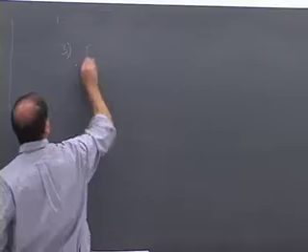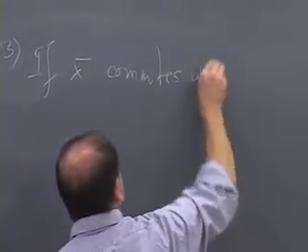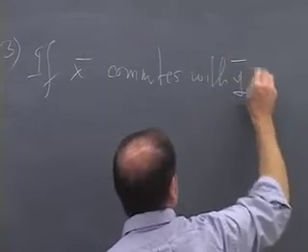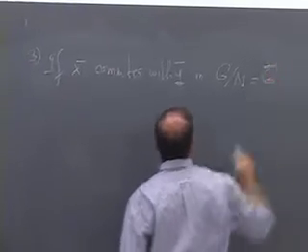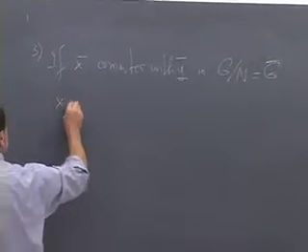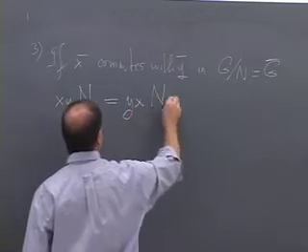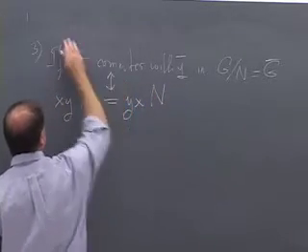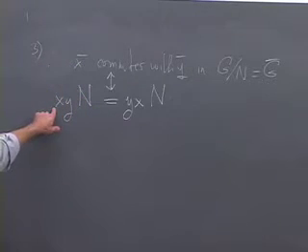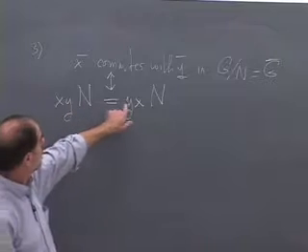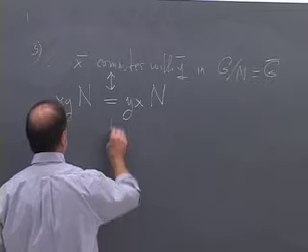suppose x bar commutes with y bar in G mod N, which is G bar. That's just the statement that the coset xyN is the same as the coset yxN. So this is an equivalent way of stating it, because this is what x bar times y bar is as a coset, and this is what y bar times x bar is as a coset.